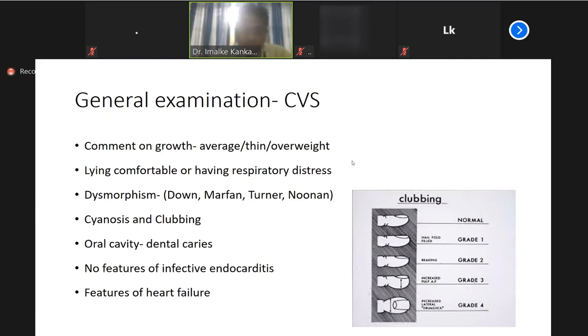Why not to look at the oral cavity in a young child is that the child will start to cry and then you will lose the rest of the physical signs. If it is possible, if the child can open his mouth, of course you can do it. But what I'm telling you is don't try to put a spatula to examine the oral cavity in a case of cardiovascular system examination, right?